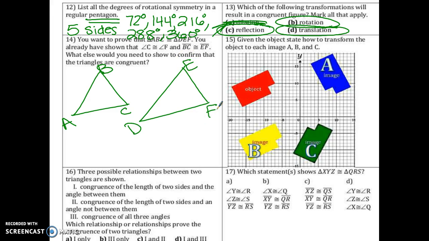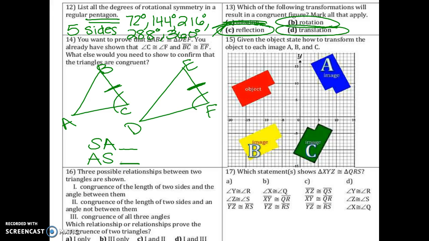We know right now that angle C is congruent to angle F. And we also know that side BC is congruent to side EF. So we have an angle and a side that are right next together. So what else do we need to show that they're congruent? So we have side angle. We could do another side. Or we could do angle, side, angle.